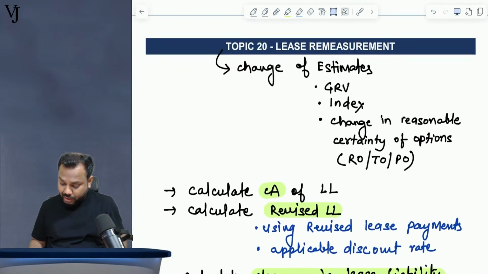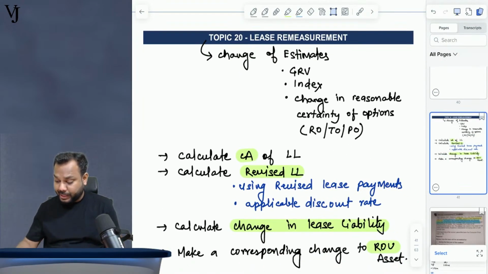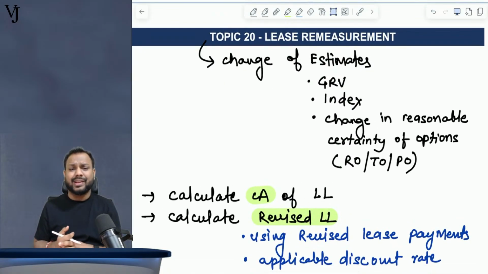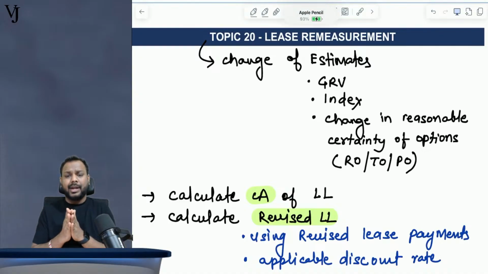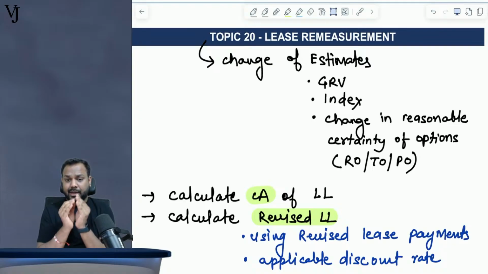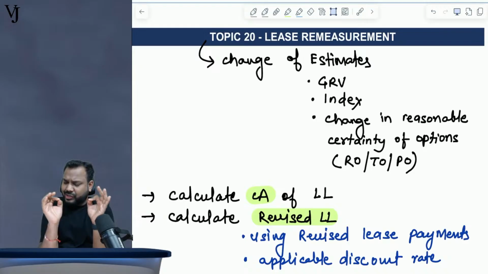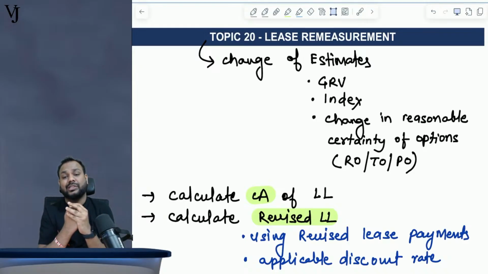Okay. Now, topic number 20 is lease remeasurement. What is the meaning of lease remeasurement? Understand, guys. Lease remeasurement is the change of the estimates. Nothing changes in the contract. Just that the estimates of the lessee change.